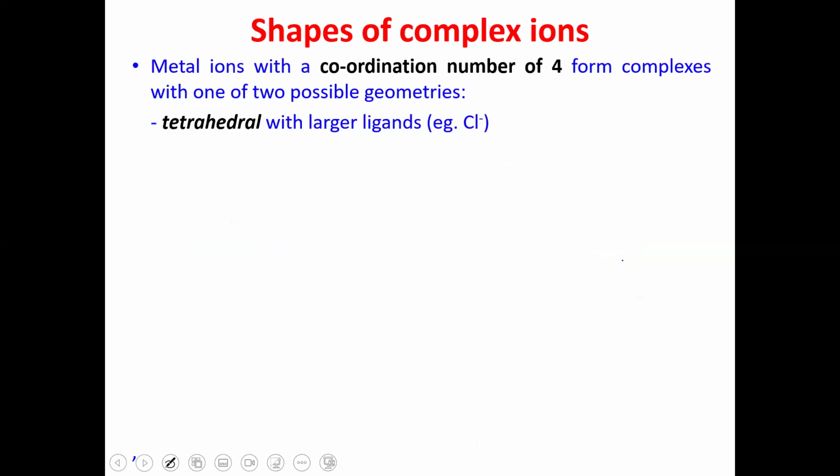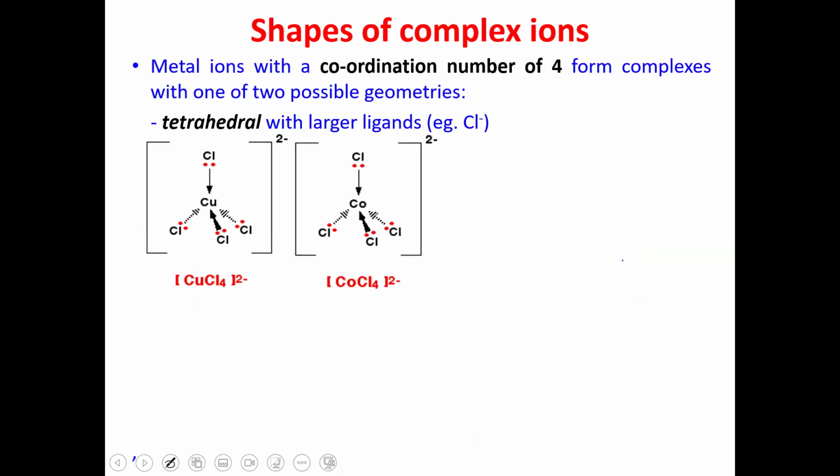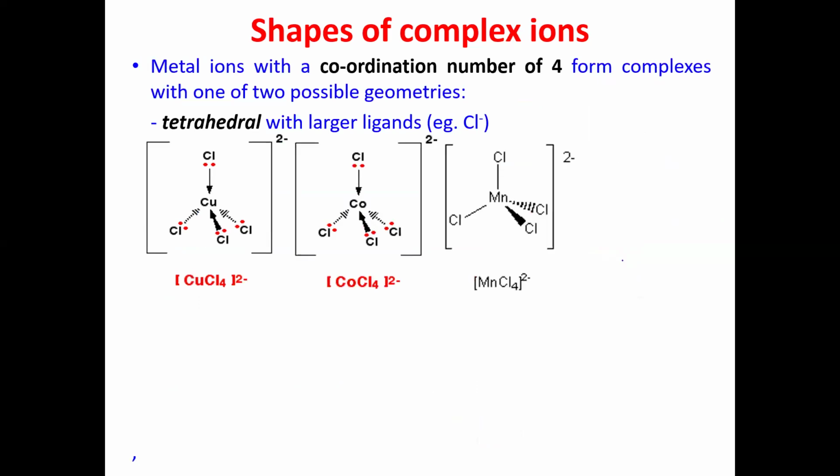Then the shape becomes tetrahedral. This is an example of tetrahedral. This is an example of tetrahedral. And then look at this tetrahedral example. All the examples are well famous and they always appear. So we can memorize them.